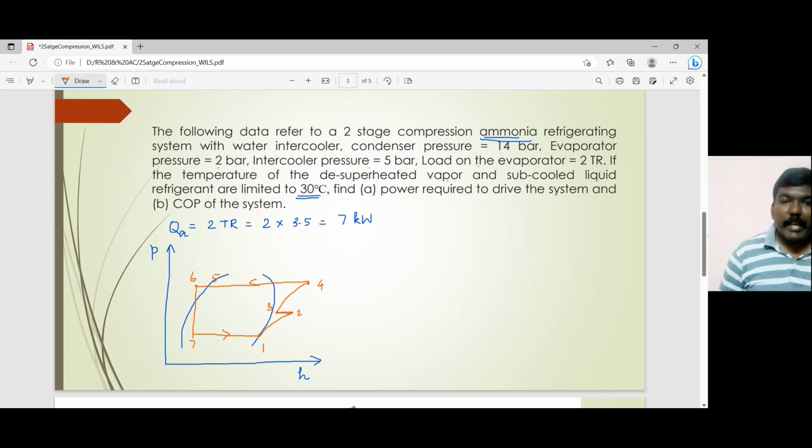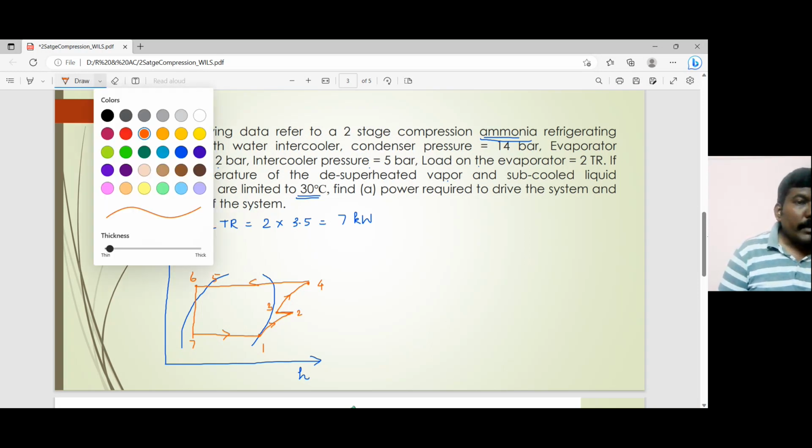Okay, so this is the pH chart that we have. 1, 2 is going to be isentropic compression. 2, 3 is your water intercooling. 3, 4 is isentropic compression again in the high pressure compressor. 4, 5 is the condensation process, 5, 6 is subcooling, 6, 7 is expansion in the expansion valve, and 7, 1 is heat extraction in the evaporator.